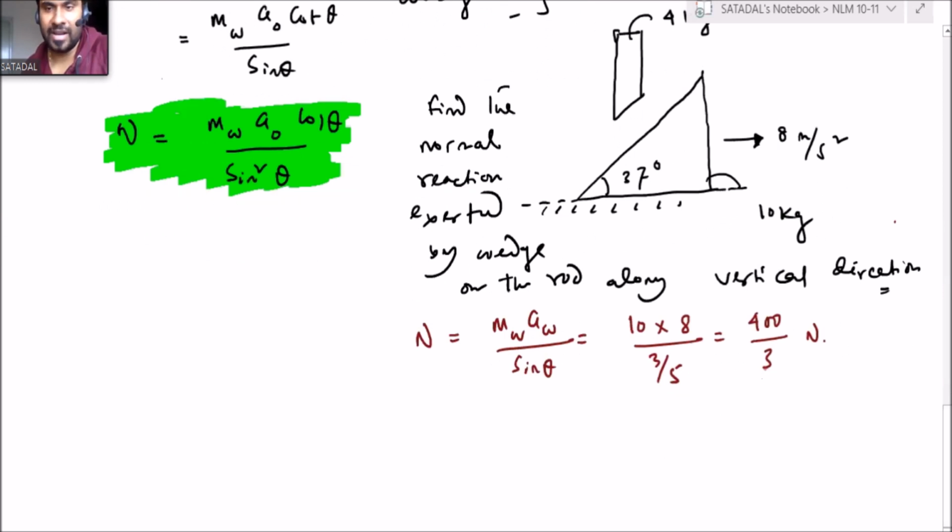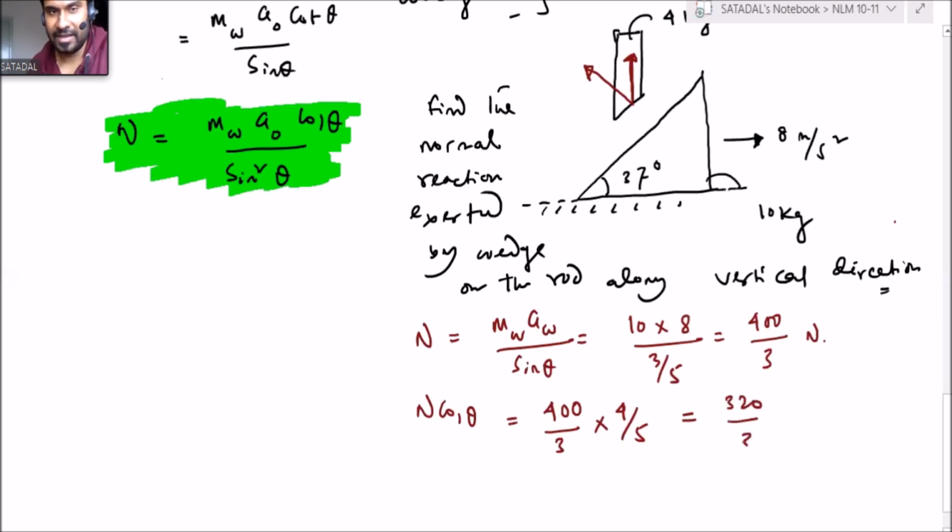So this is the normal reaction that is acting in this direction, 400 by 3 Newton. What is the component of this along the vertical direction? That is N cos theta. So answer is actually N cos theta, that is 400 by 3 into 4 by 5. So answer is 320 by 3 Newton. This is the required answer.